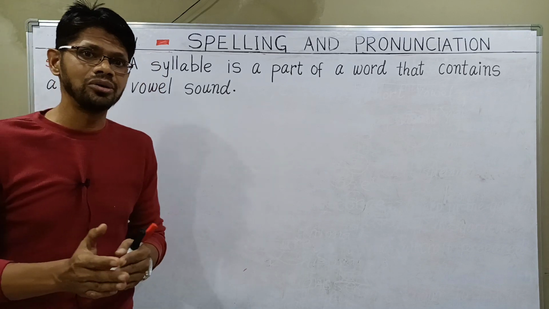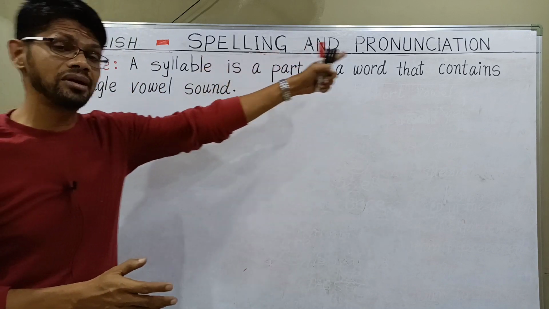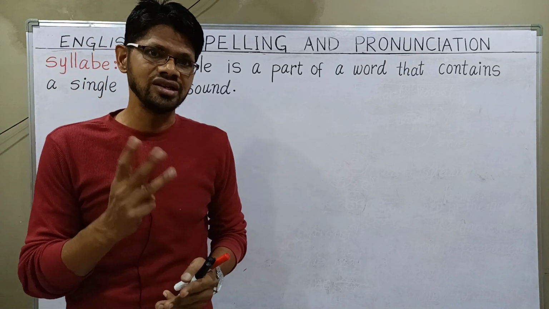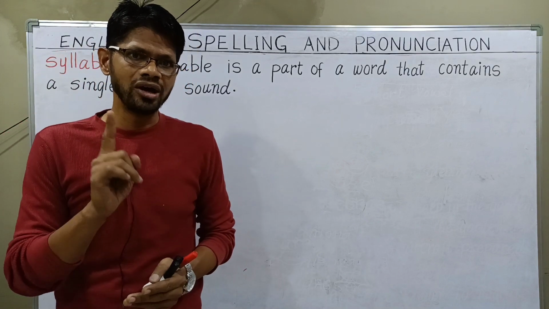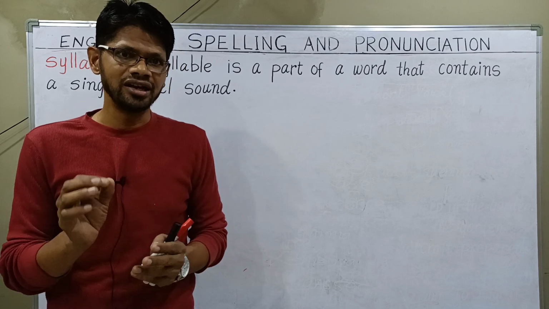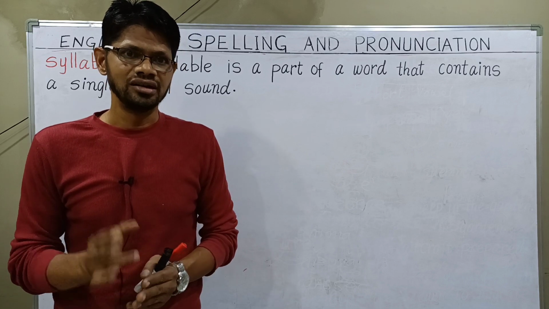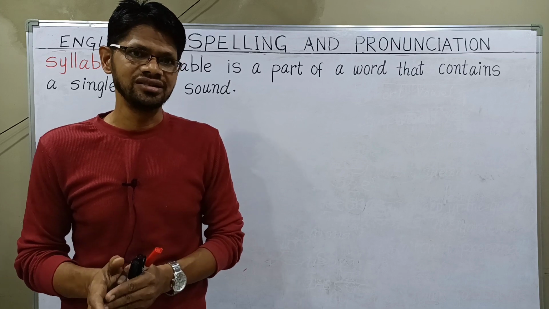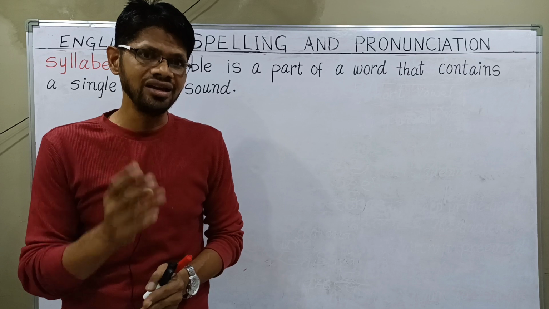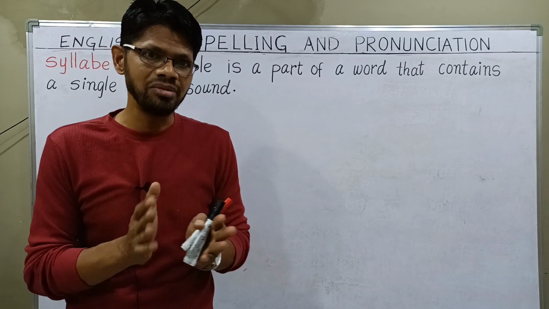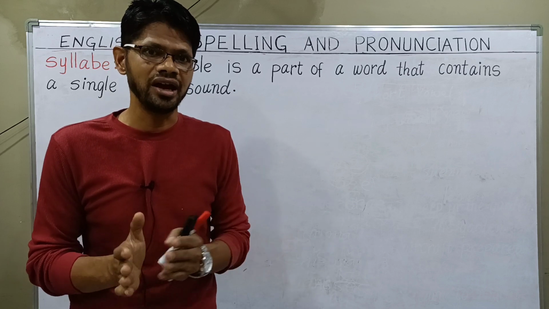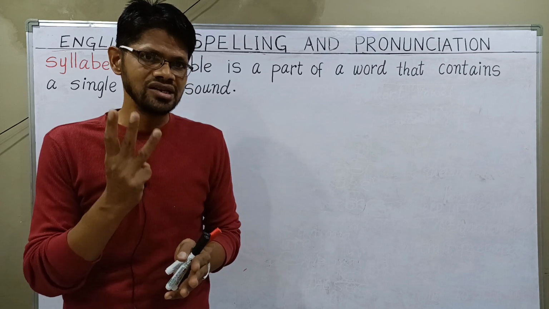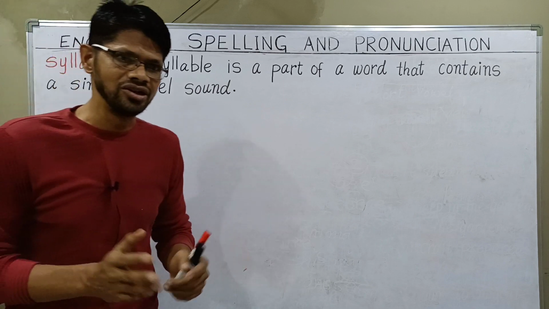So it is related to spelling and pronunciation. What are the benefits if we learn these three things? Number one benefit is spelling. We can improve our spellings. Number two, we can improve our pronunciation. And ultimately, number three, reading skills. These are the three major benefits we get in this lesson. Let us learn our new lesson.